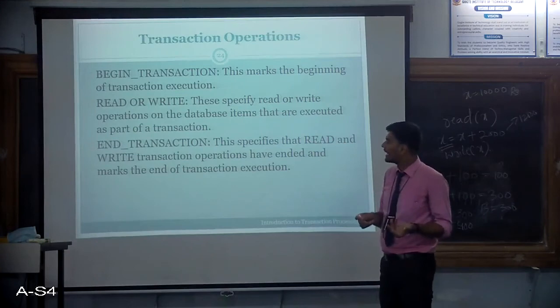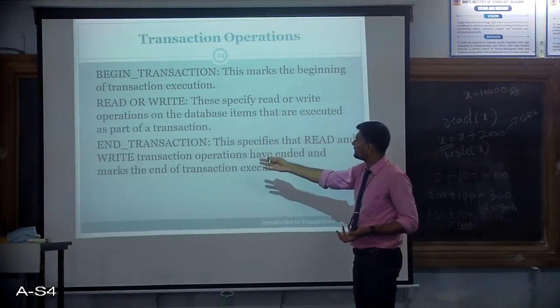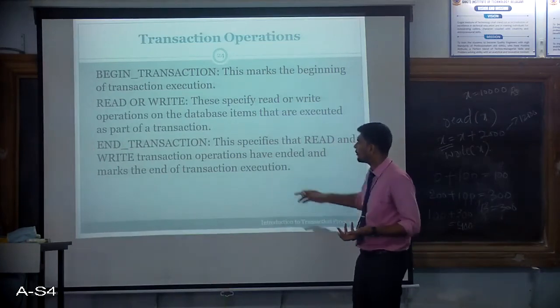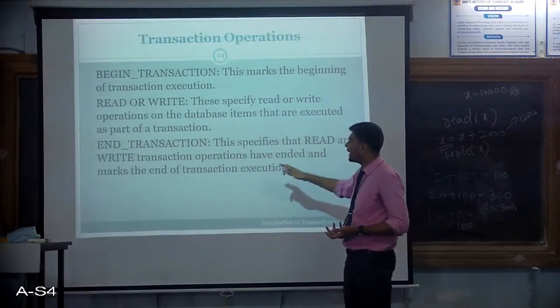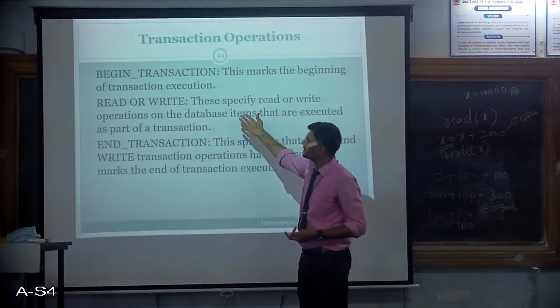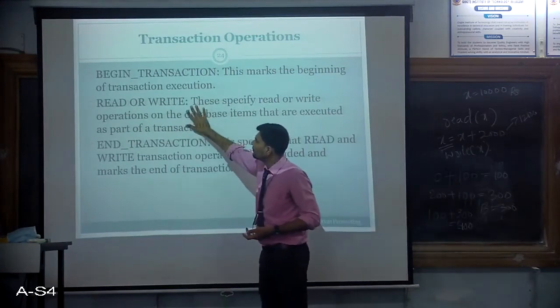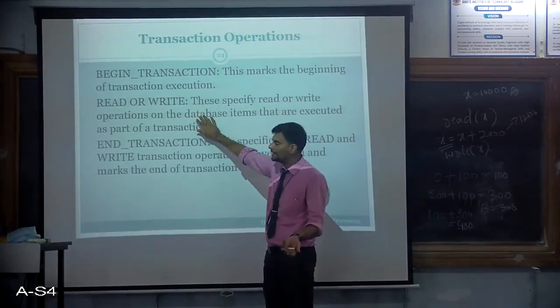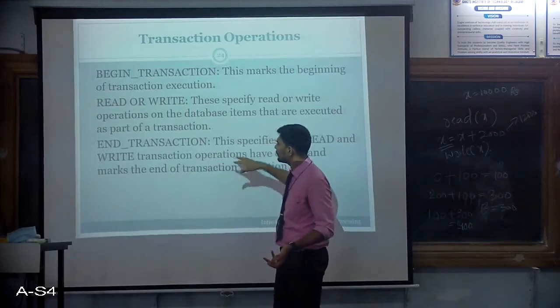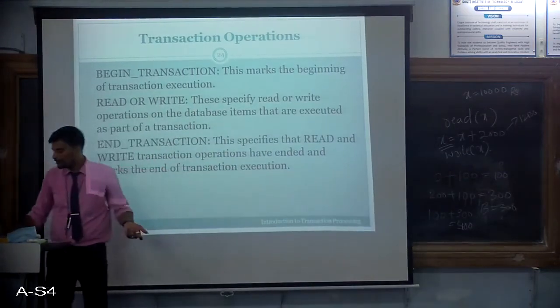Next we have read and write. It specifies the read and write operations on the database items. End transaction specifies that the read and write operations of the transaction have ended, and marks the end of transaction execution. So begin transaction means you are starting the transaction. Here we are performing read and write operations on the database, and end transaction means you have performed the read and write operations and you are ending your transaction.